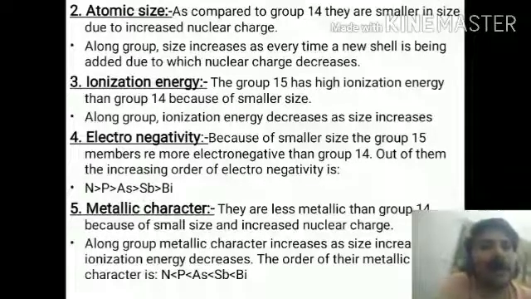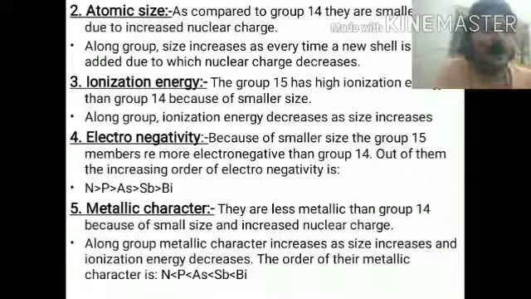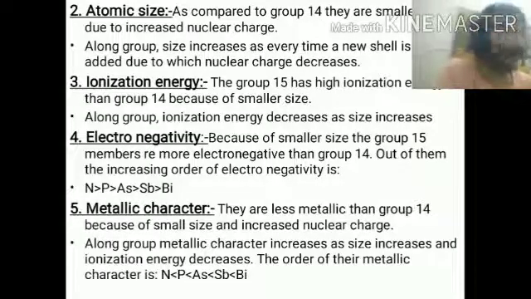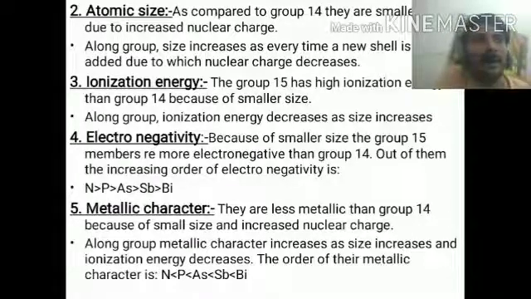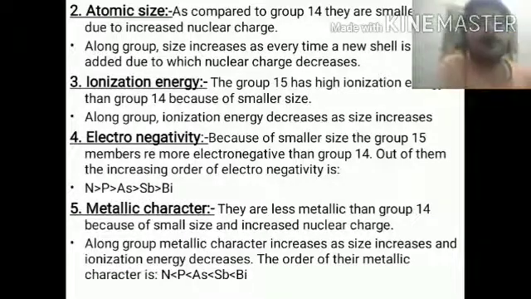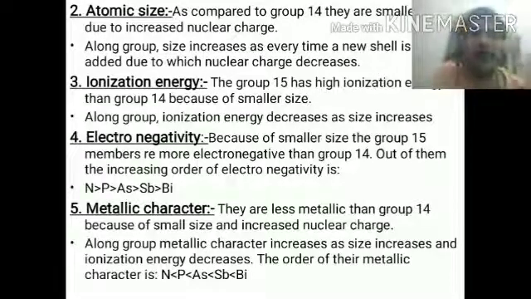Point number 5, metallic character. What is the meaning of metallic character? If any element loses electrons, it shows metallic character. It has luster, it has shining, it is called metallic character. So we can easily say that when we move from top to bottom, size increases, that's why it is easy to remove an electron from the outermost shell. Then we can say that if the size increases, metallic character also increases. If you move from top to bottom, metallic character increases. If you move from left to right, metallic character decreases.